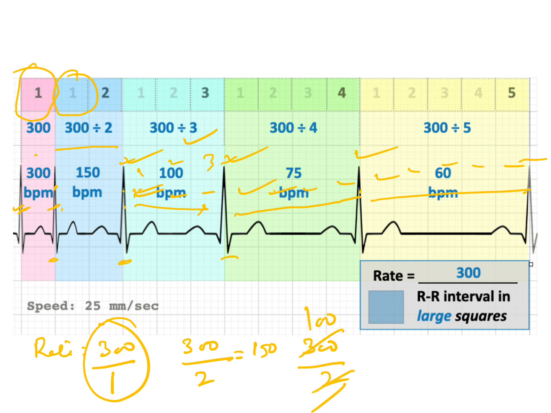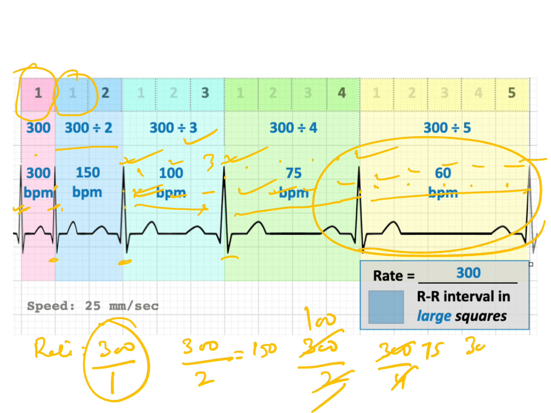Similarly, if we see here, there are 1, 2, 3, 4 large boxes. 300 divided by 4, it will be 75 beats per minute. Okay, if we see this one, it contains 1, 2, 3, 4, 5 large scale. So 300 divided by 5, so 60.